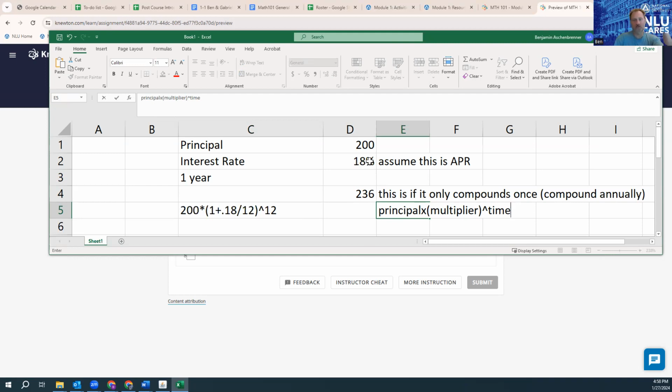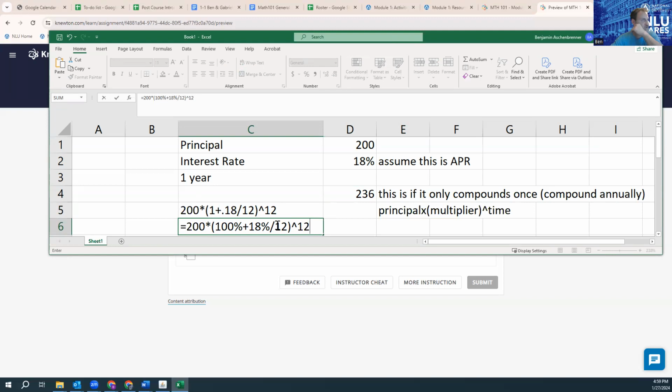doing it every month. So that's why I divide the 18% into 12 parts. This 1 plus 0.18, I'm just talking in decimal form. It would be the same if I said 200 times 100% plus 18% divided by 12 to the 12th power. This and this are exactly the same thing.